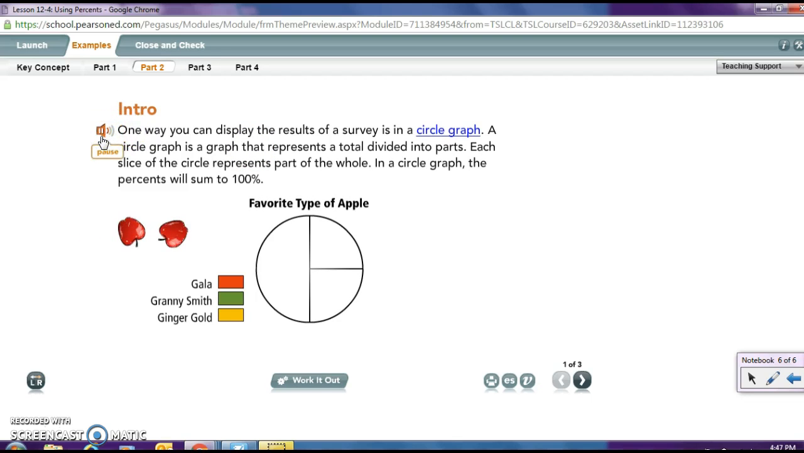One way you can display the results of a survey is in a circle graph. A circle graph is a graph that represents a total divided into parts. Each slice of the circle represents part of the whole. In a circle graph, the percents will sum to 100%. So looking at this, they're saying that 100%, or this whole circle, can give us our whole.